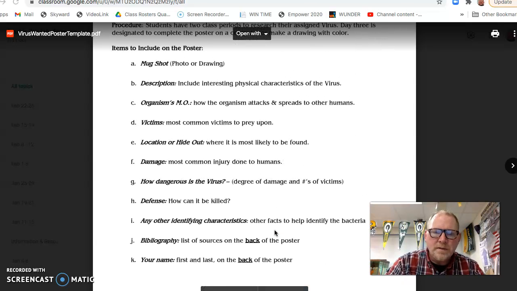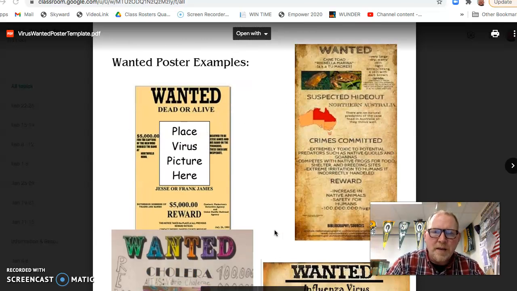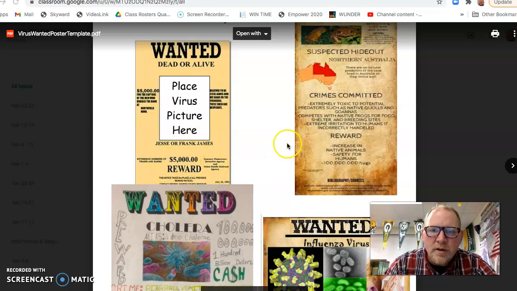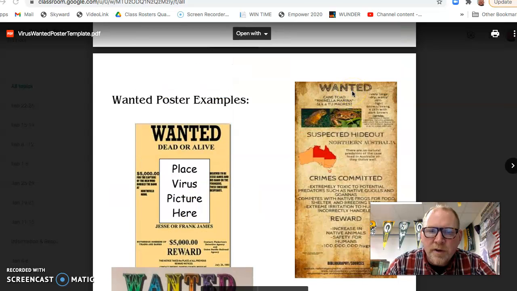Okay, so this is the stuff, the information that you need to get on your wanted poster. Okay, here's a couple examples that just came with this. Here's a wanted thing. It's something that you would see. There would be the mug shot right in here with the virus. Jesse or Frank James, what's the reward?